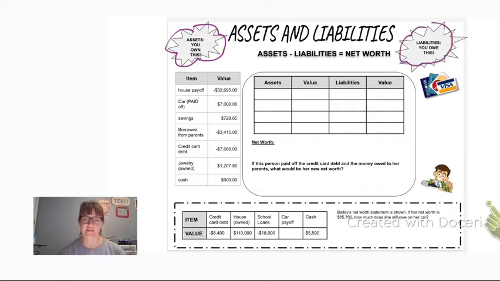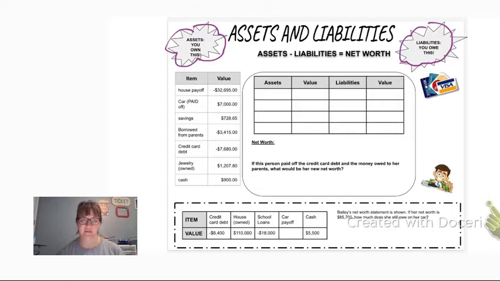Liabilities, just the opposite. These are things that you owe. Now, this makes car and house a little tricky, because if you took out a loan to buy your car and you still owe money on that car, then your car could be a liability, especially if you owe more money than what the car is currently worth. Then that car is definitely a liability. Same with your house. If you took out a loan to buy your house, then the money that you still owe on the house would be considered a liability.